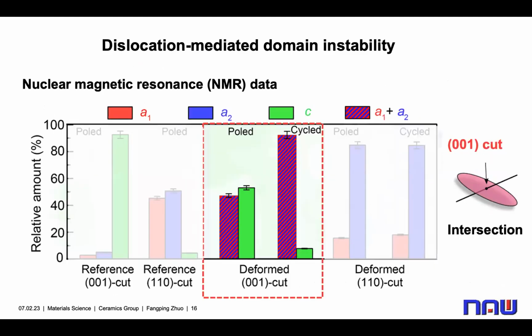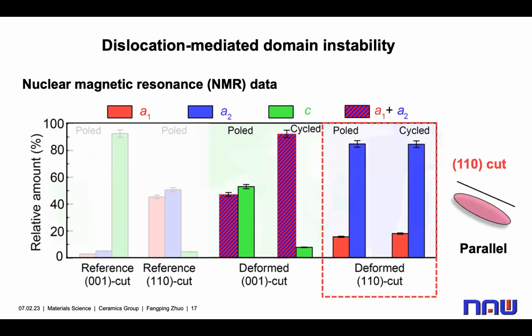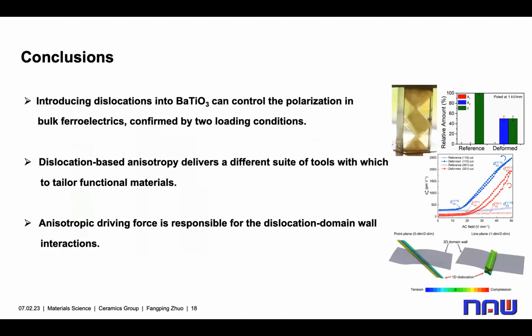Therefore, we also use the NMR to determine the domain ratios in the samples. For example, for the 001 cut deformed sample, we have the intersection case, and after the poling, we have a large amount of C domains, whereas after the second measurements, we have only a small amount of C domains. So the unstable domain structure is responsible for the unstable properties. When we check the domain ratios for the 110 cut deformed sample in the poled state and the cycled state, they're quite stable.